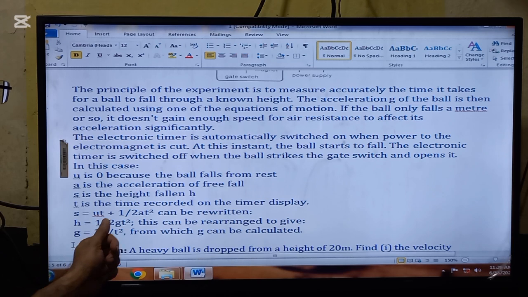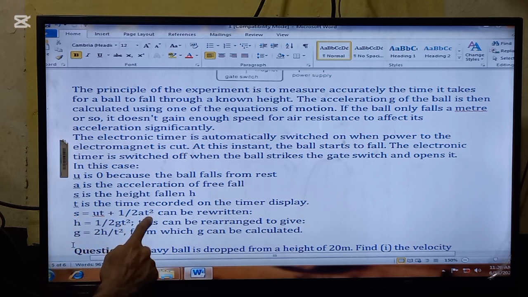And s is equal to ut plus half at square. That is the equation that will be used. Because initial velocity is 0, this term will be 0. So s is equal to 1 by 2 at square. And a is actually free fall, so that's why g is used in place of a.